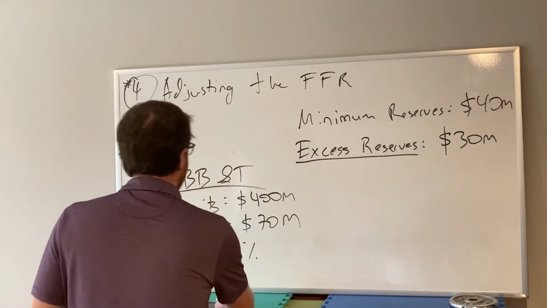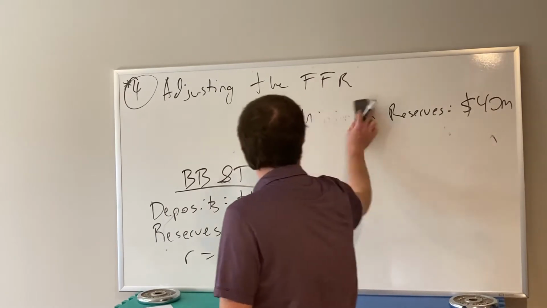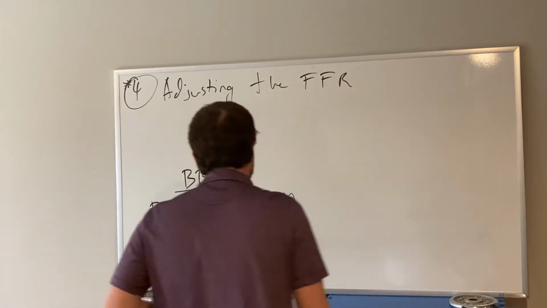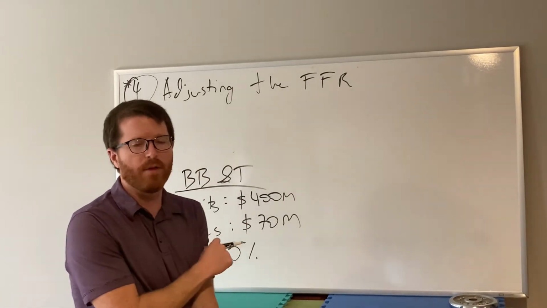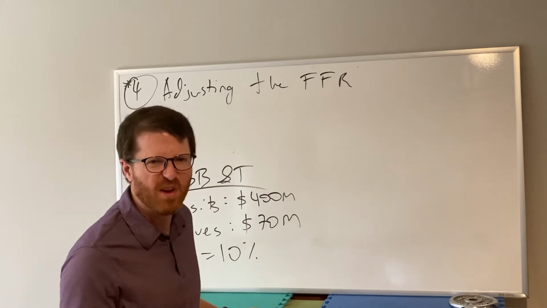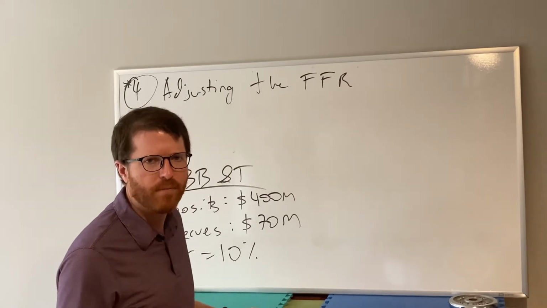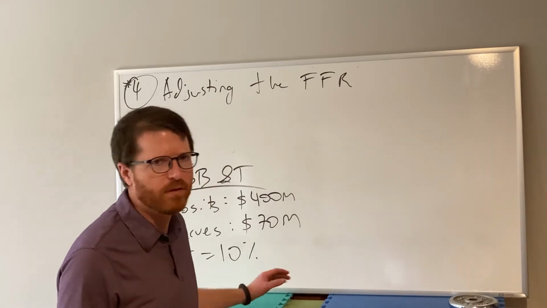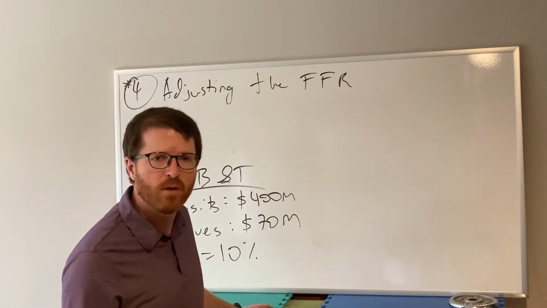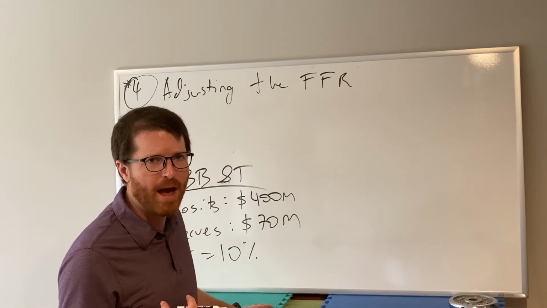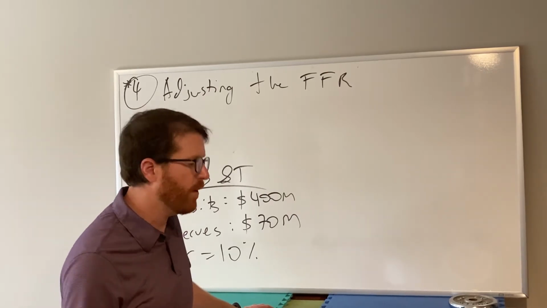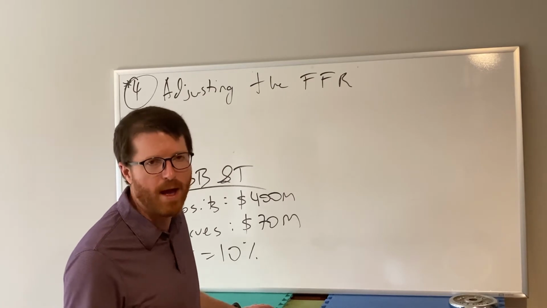So thinking about BB&T, they've got their $30 million in excess reserves. They're going to try to decide whether or not they want to loan that money out. Now think about what they would consider when they're trying to loan money out. They're going to be thinking about who they would loan it to. Are borrowers going to pay them back? Is it risky or not? What sort of interest rate are they going to earn? All these things are going to matter.